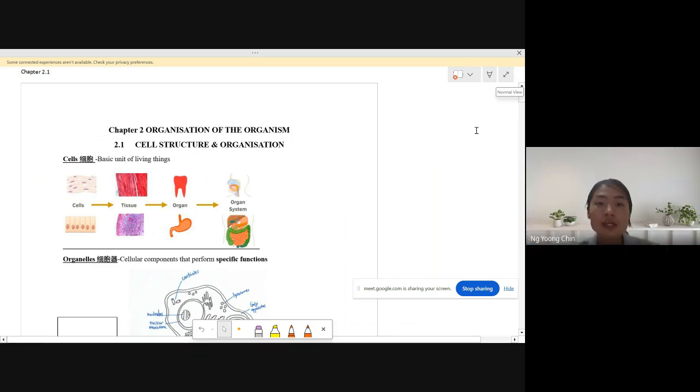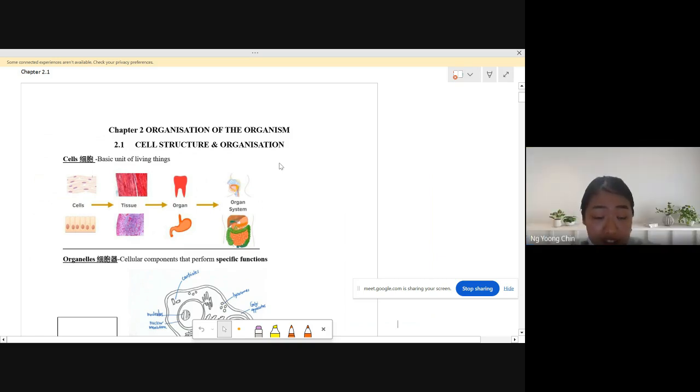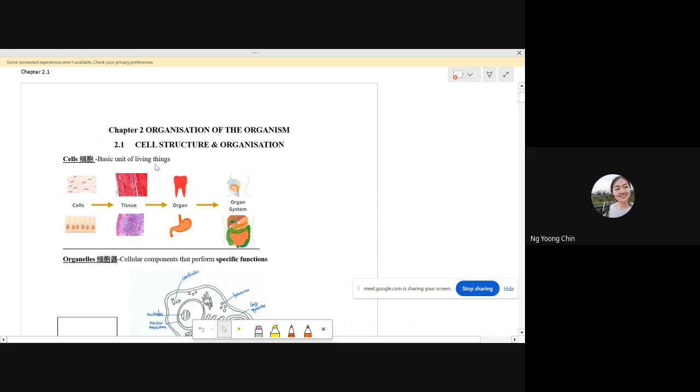Okay, sure. So in this chapter 2, we are going to study cell structure and organization. We'll learn more about the organelles, or contents, found inside a cell. For your information, cells are the basic unit of living things. It's because you yourself are a very complex living organism, right?